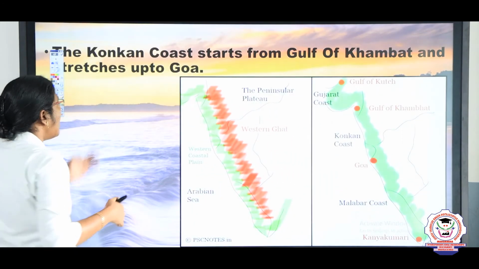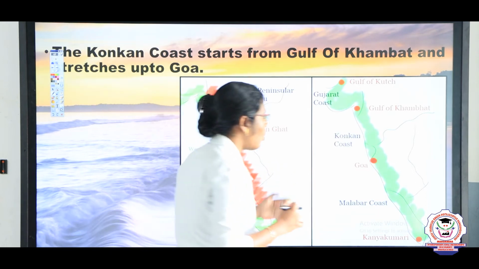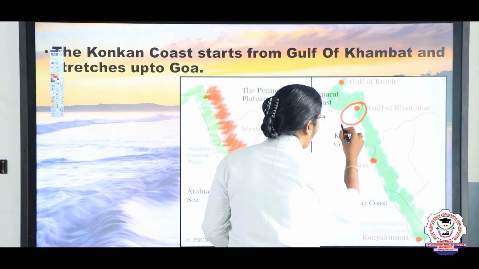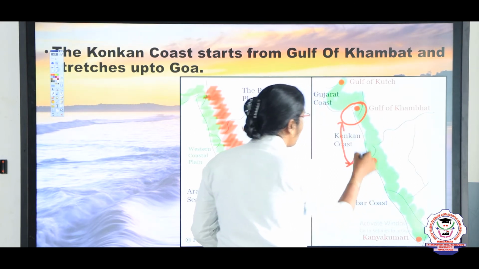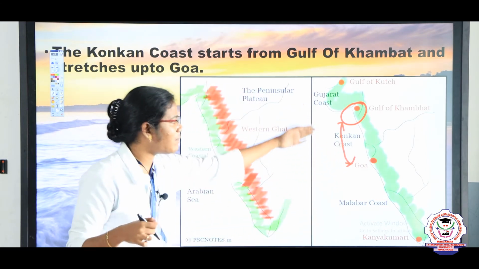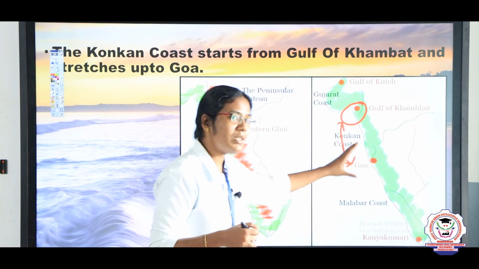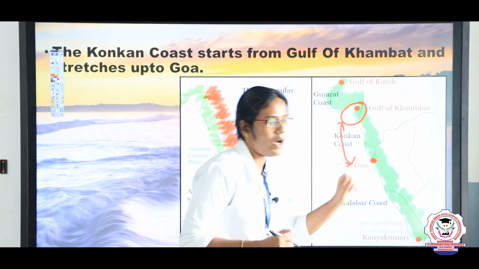We will see the Konkan coast, where it starts. I will tell you. The Konkan coast starts from the Gulf of Kambat to Goa. It stretches from the Gulf of Kambat to Goa, which means it lies between the Gulf of Kambat and Goa.